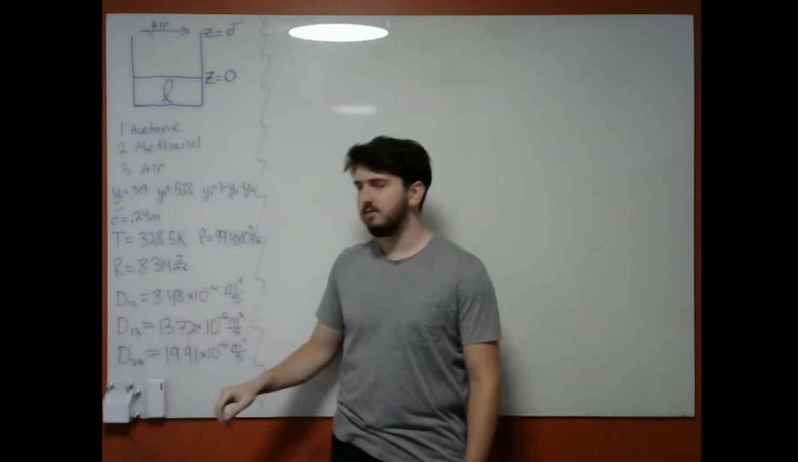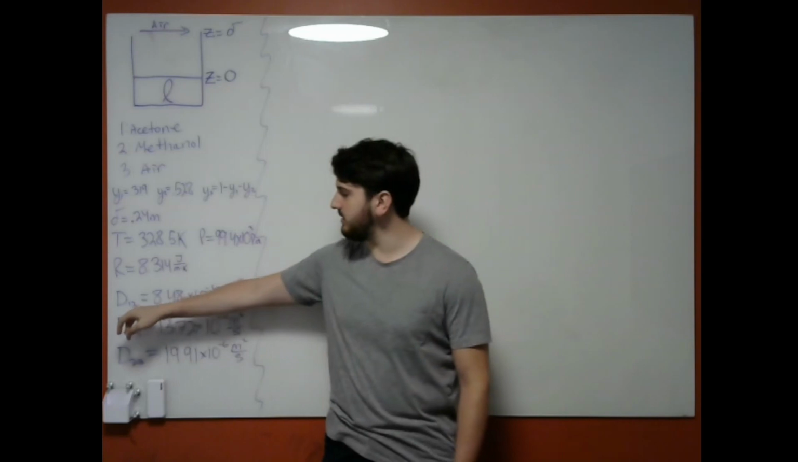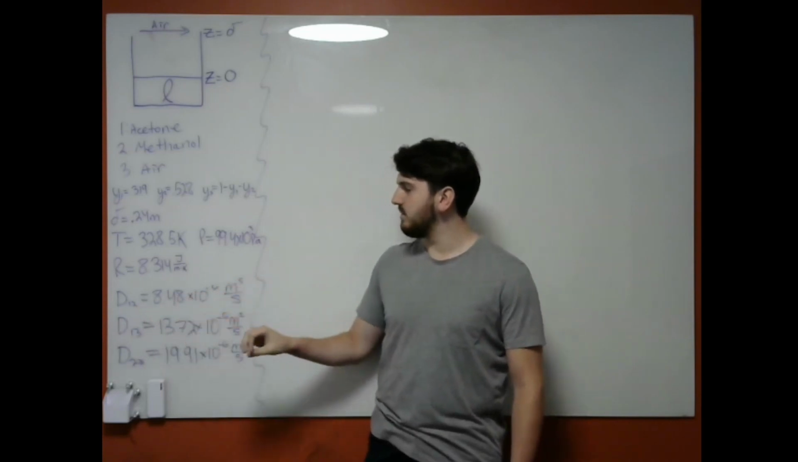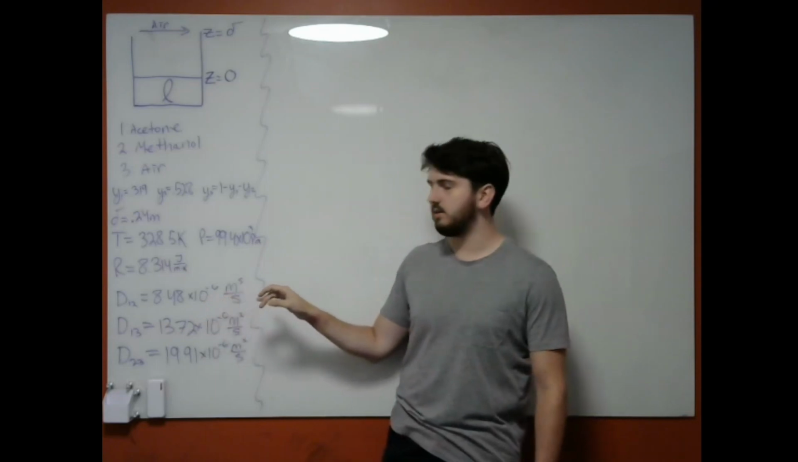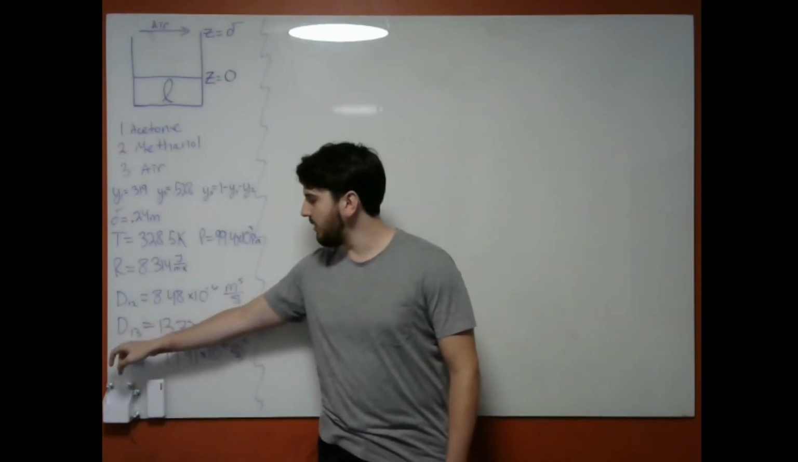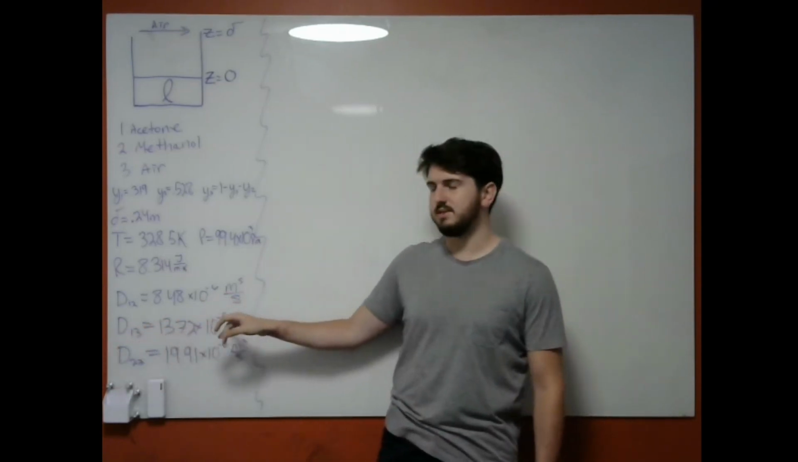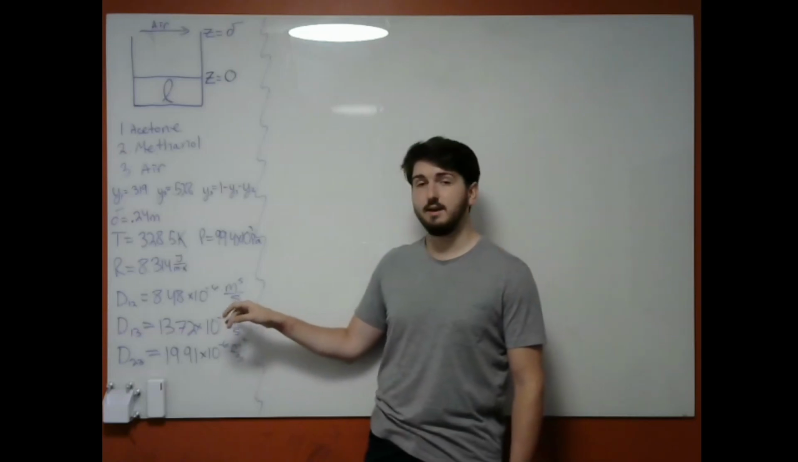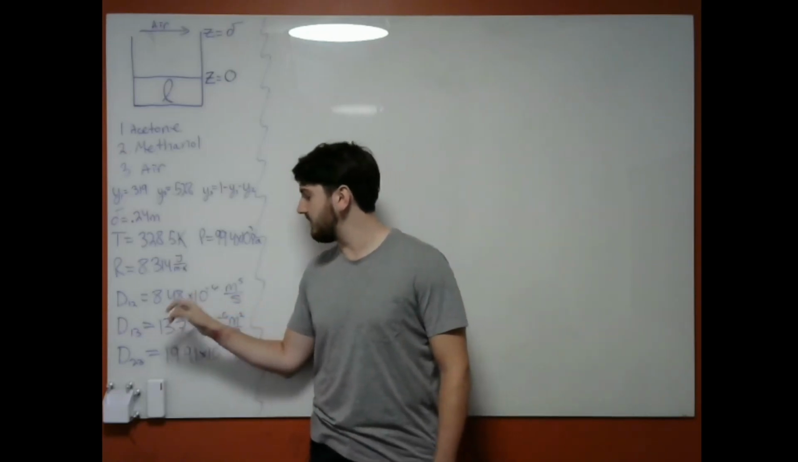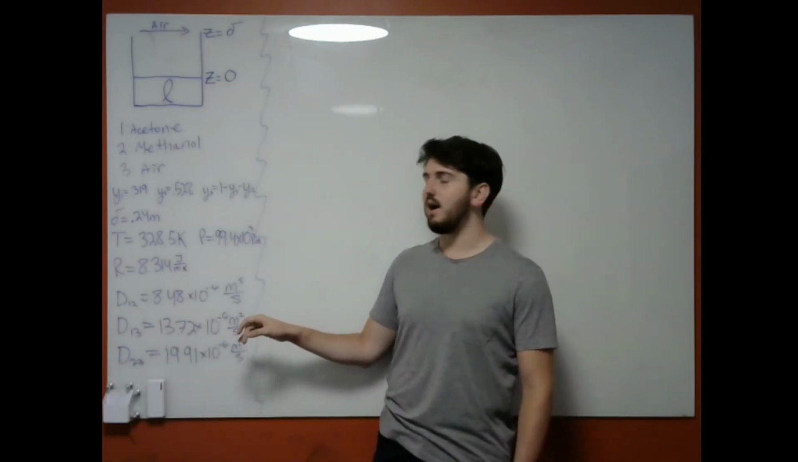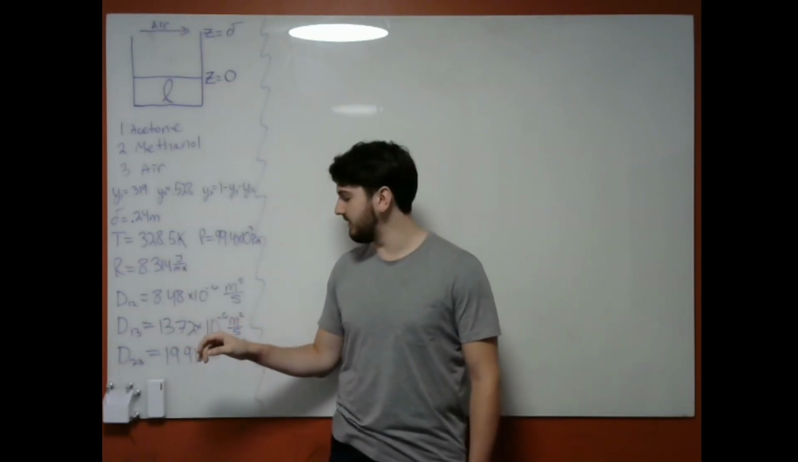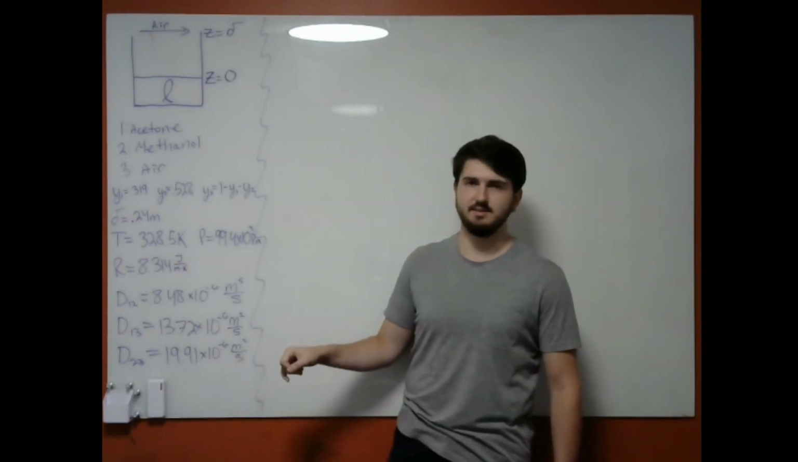We also have the Stefan-Maxwell diffusivities. For 1 and 2, it is 8.48 times 10 to the negative 6 meters squared over seconds. For 1, 3, it is 13.72 times 10 to the negative 6 meters squared over seconds. And for 2, 3, we have 19.91 times 10 to the negative 6 meters squared over seconds.